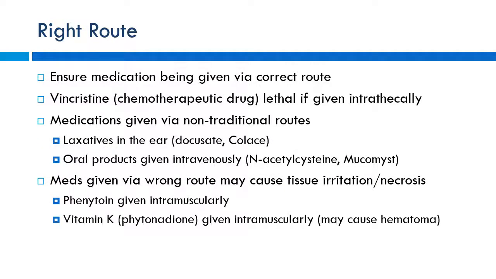Okay, the right route. So again, you have to make sure you're giving the drug via the right route, whether it be oral, whether it be rectal, IV, whatever it happens to be. You need to make sure it's correct. A really good example of this is a chemotherapy drug called vincristine. This drug, if you give it intrathecally, and oftentimes we are giving intrathecal drugs, again, that's in the spinal column, we're giving those drugs at the same time as we're giving other intrathecal drugs for their chemo regimen. They'll also be getting vincristine IV.